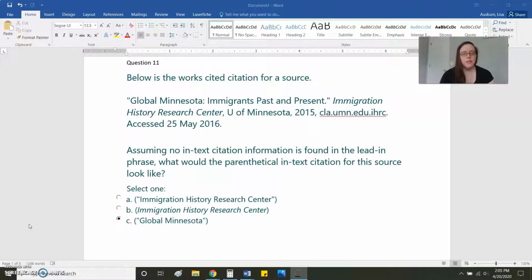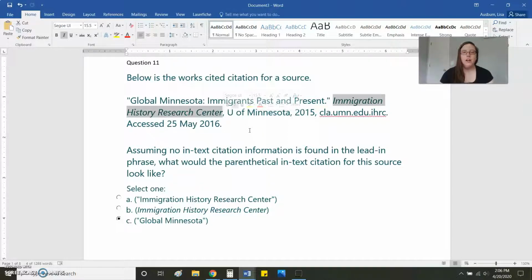Okay, so first, question 11. I'm not surprised that this question was answered incorrectly by 12 people. The reason that I am not surprised is because this question is one of the most commonly confused areas of student understanding of how to do an in-text citation. A lot of students who don't have much formal education on citing will provide the title of the website or the publication as the in-text citation.